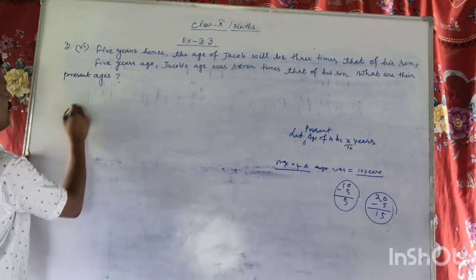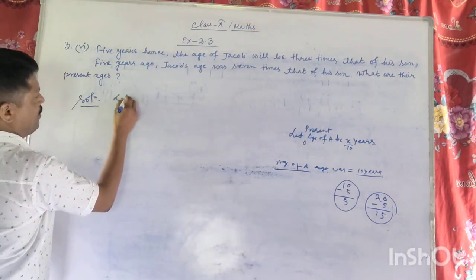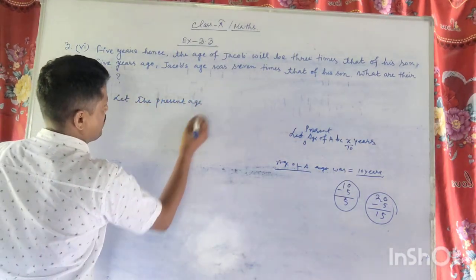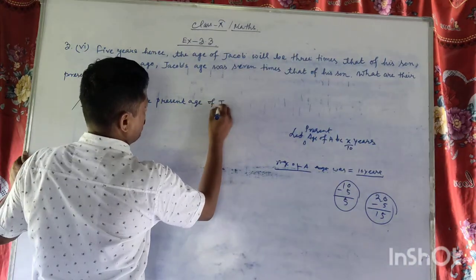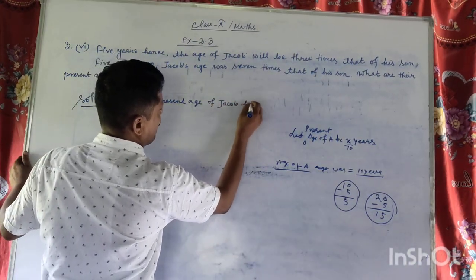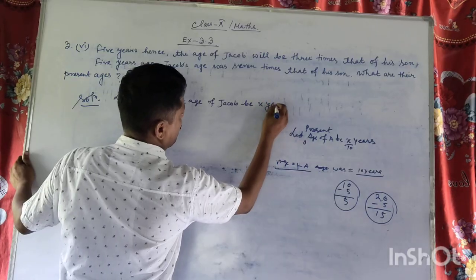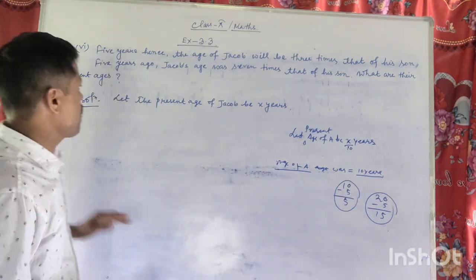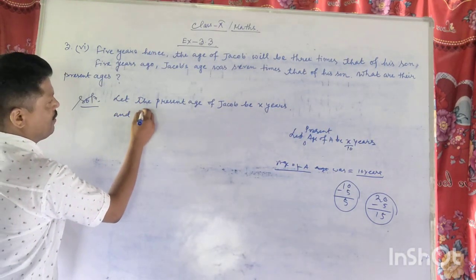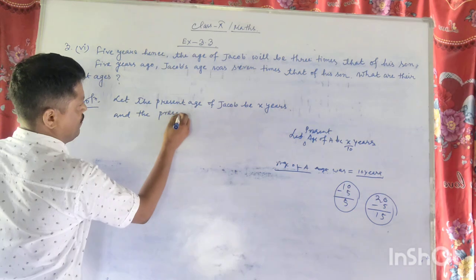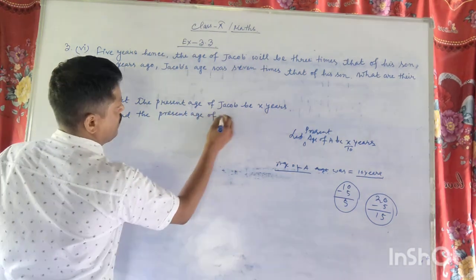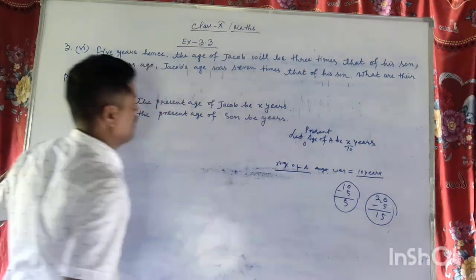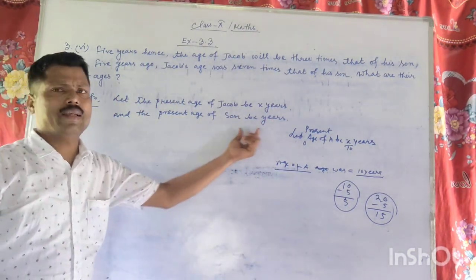Let the present age of Jacob be X years, and the present age of son be Y years. So Jacob is X years and son is Y years.